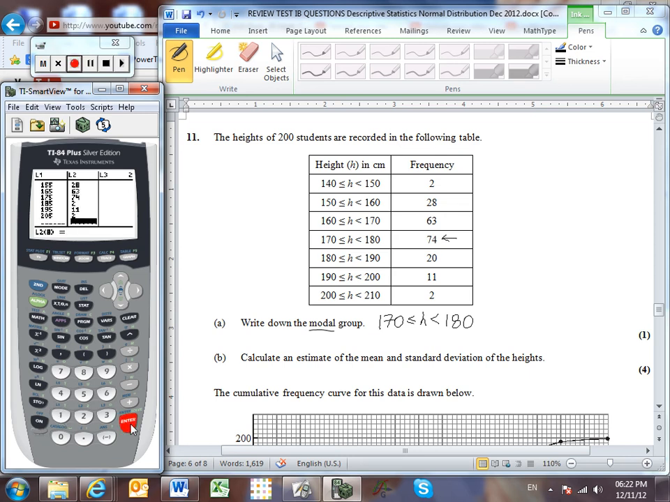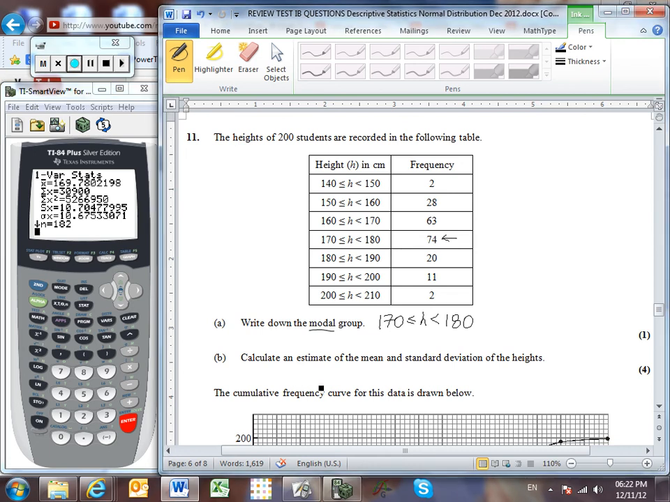And let's just check that I've got the same number of values in each list. Yes, I do. So now I'm ready to quit, go into Stat, Calculate, 1-Var Stats, and I'm going to be using all of the values that I put in list 1 and all of the corresponding frequencies in list 2. And so I can see that my mean, if I round it to 3 significant figures, will be 170 centimeters. So my mean is 170 centimeters, and my standard deviation is, to 3 sig fig, 10.7. Again, centimeters.